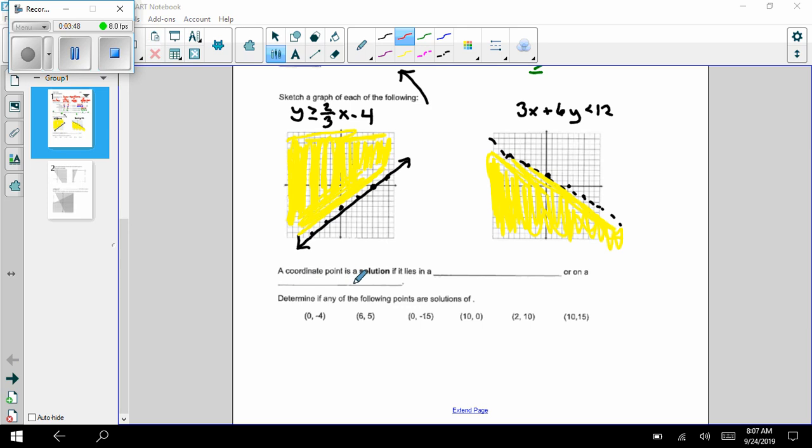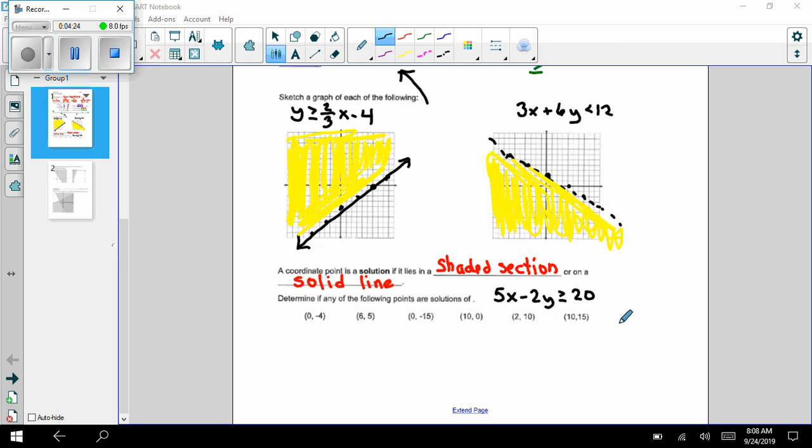Next, a coordinate point is a solution if it lies in a shaded section or on a solid line. So we're going to take a look at these 6 coordinate points and determine if they are in fact solutions to the equation 5x minus 2y is greater than or equal to 20.